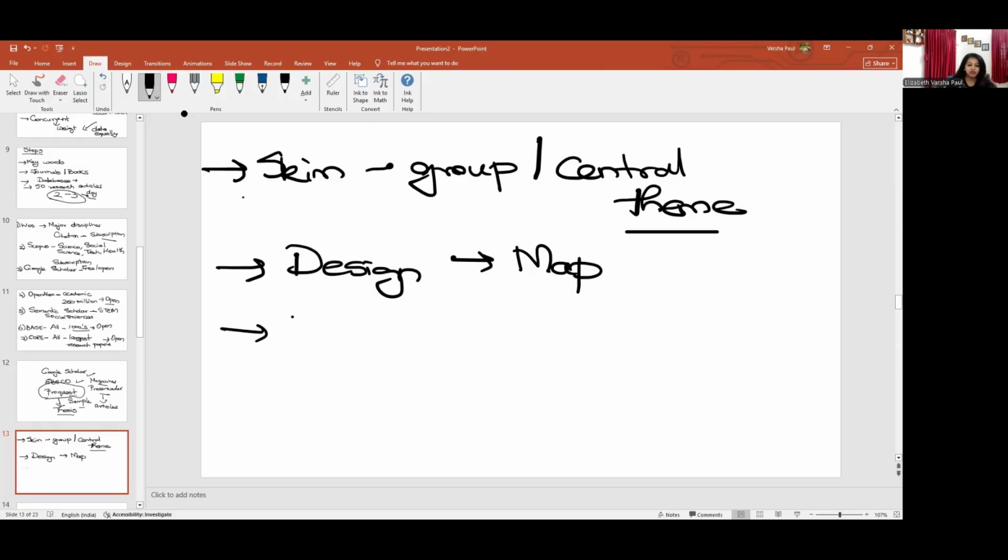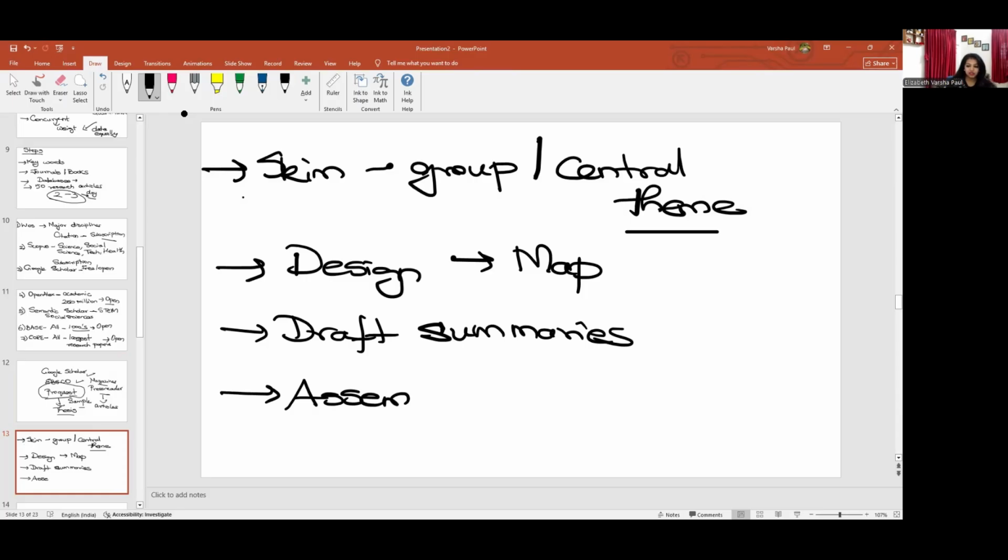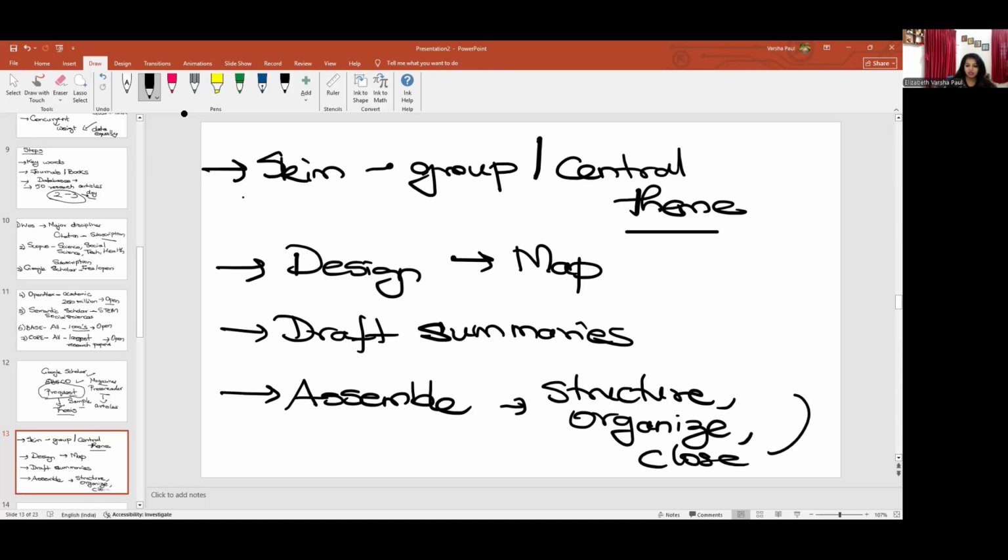Then you have to draft the summaries, which includes even references. And then you have to assemble your literature review. So you structure it thematically, you organize it according to the concepts, and generally, last of all, you summarize it. So this is just to give you an understanding of how a research literature review is done.